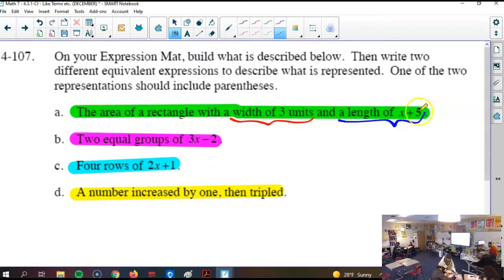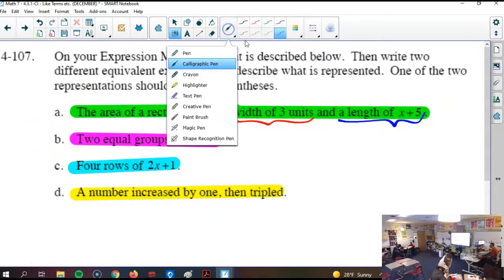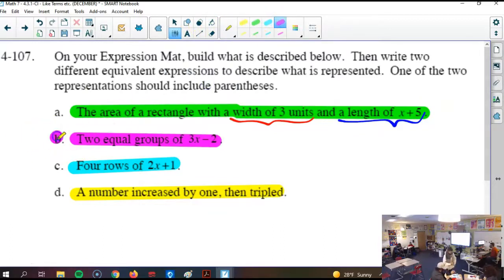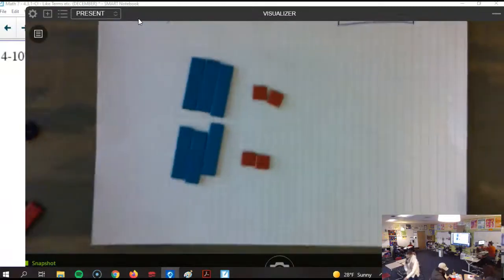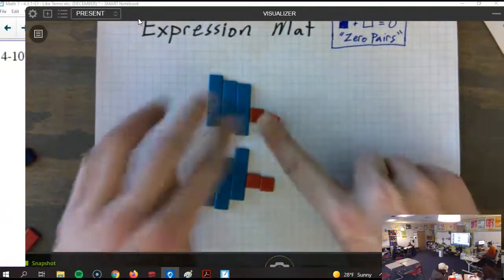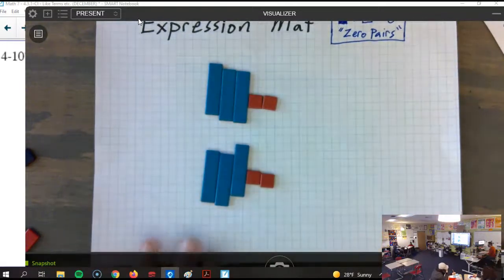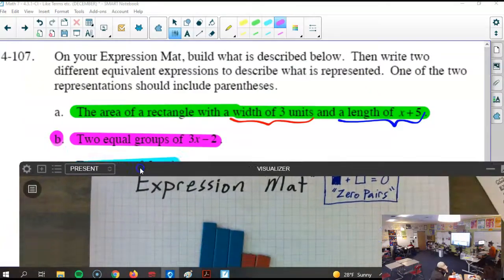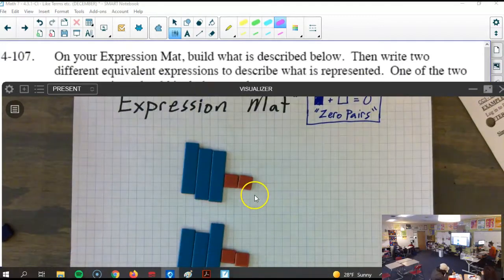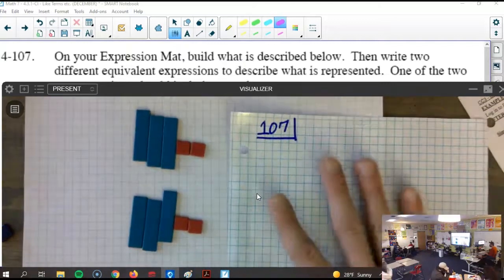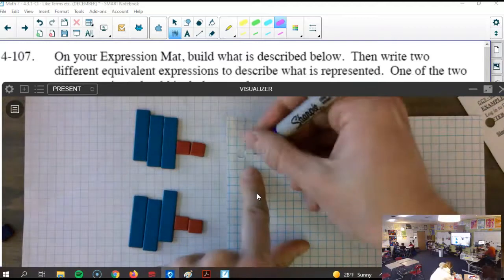All right, to check if we're on the right track, you're not out of time. But if I were to try to do B, two equal groups of 3x minus 2, two groups, one group, two groups of 3x minus 2. Right? They said two groups, 3x, I got my 3x, minus 2, I would need to be negative. So when we go to write that out on our graph paper, I'm just going to go ahead and put B first.